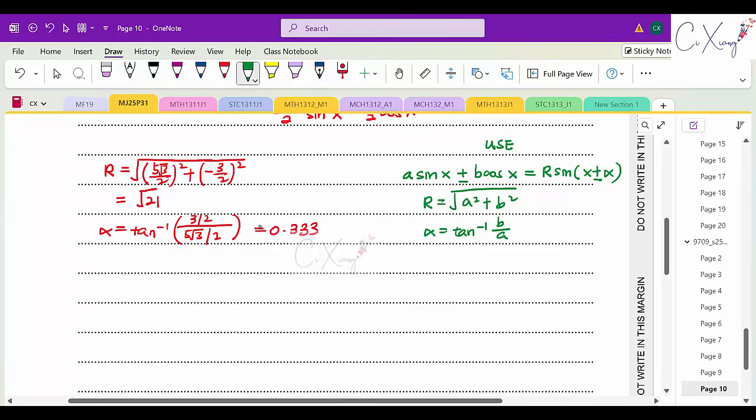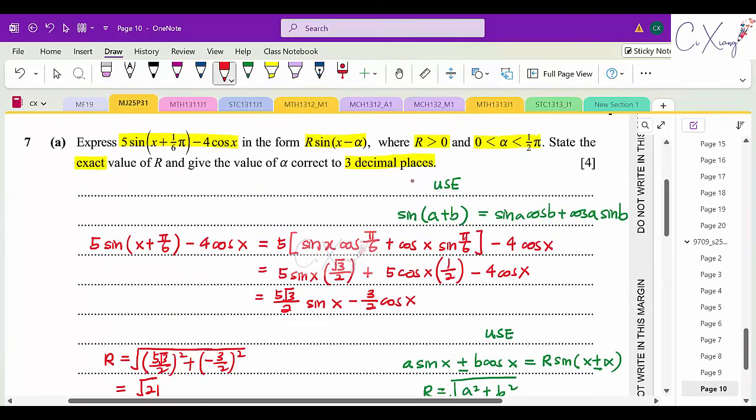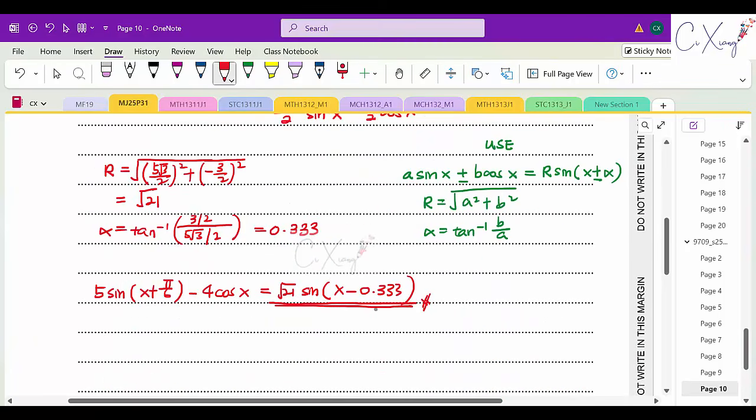After you get the value for r and also the alpha, then you can directly write out your answer. Your answer should be 5 sine x plus pi over 6 minus 4 cos x. Eventually, it can be written as r, which is square root 21, then sine x minus 0.333, your alpha correct to 3 decimal places. So I think in this question, they requested 3 decimal places, yeah? So this is the answer for the alpha. R must be square root 21 because R must be exact.